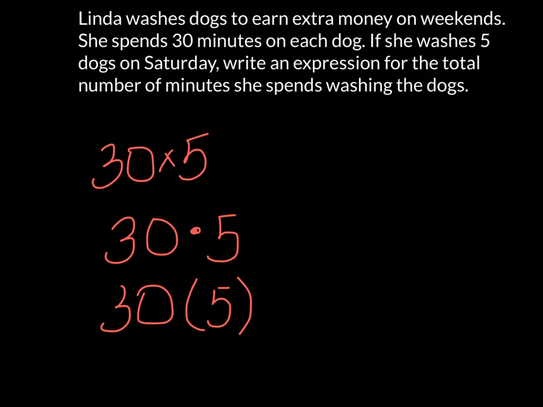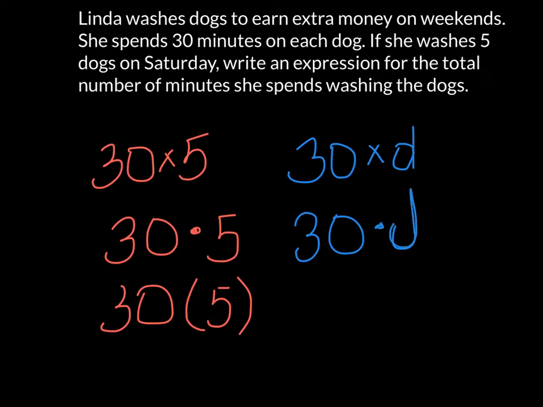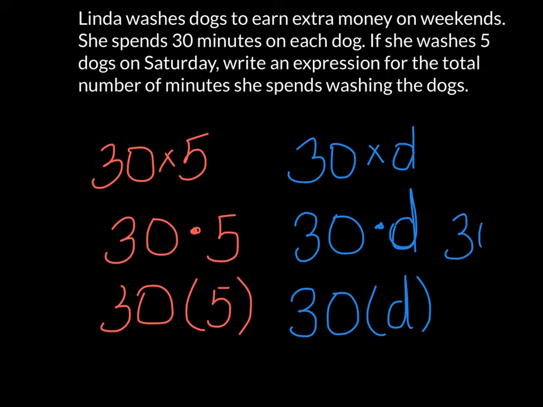Now, if the question were to say, write an expression for the total number of minutes Linda spends washing D dogs on Sunday, that would look different because we would now have the variable D. So that would be 30 times D because we don't know how many dogs it would be. Or we can write it with the dot, 30 dot D. Or we could write it with parentheses, 30 with the D inside the parentheses. We can also take the parentheses out and write it 30D.